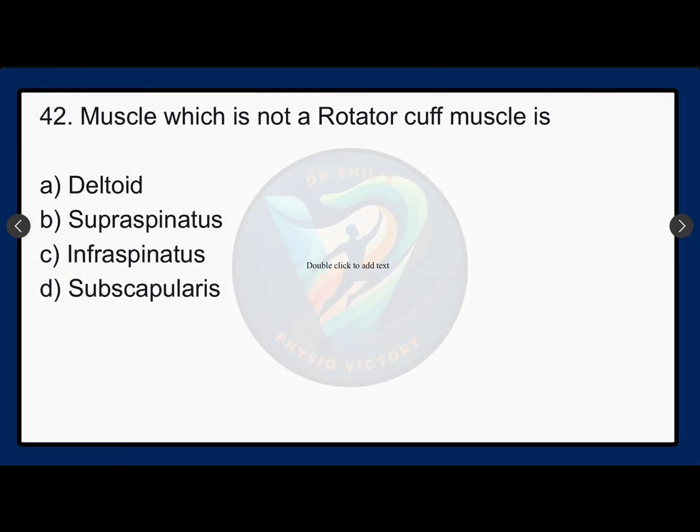Next question, question number 42. Muscle which is not a rotator cuff muscle is... This is a very easy question. So I want everyone should answer this question in the comment box.